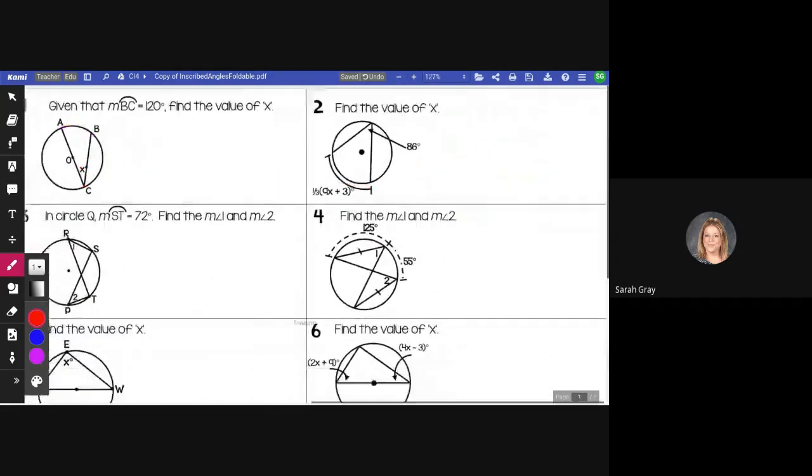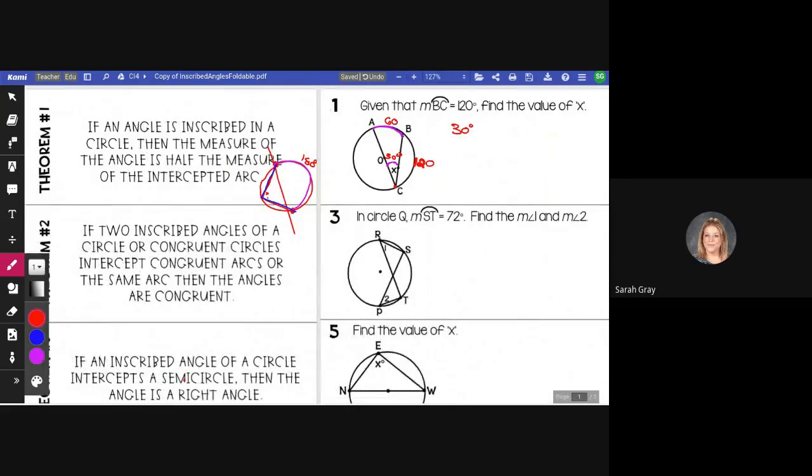So if you didn't do the drawing or over here in the theorem, you might want to just simplify the wording. In an inscribed angle, the angle is half the arc. Or you could say the arc is double the angle. All right. Simplify it for yourself.